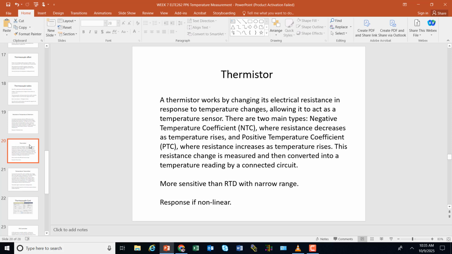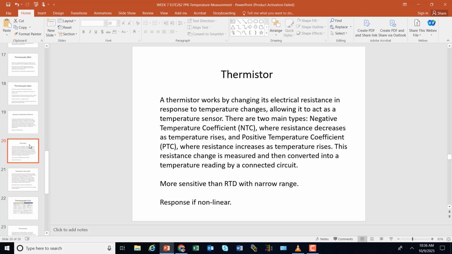A thermistor is the other one we talked about. A thermistor works by changing its electrical resistance in response to temperature changes. It allows it to act as a temperature sensor. There's a negative temperature coefficient, where resistance decreases as temperature rises, and a positive temperature coefficient, where resistance increases. The resistance change is converted into a temperature reading by the circuit.